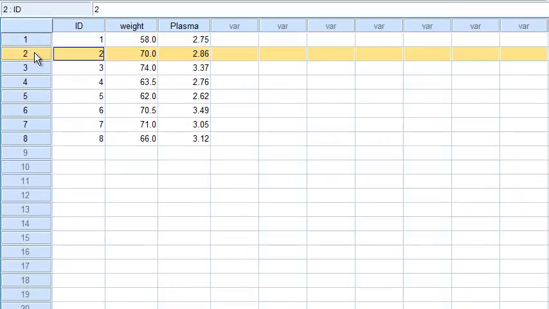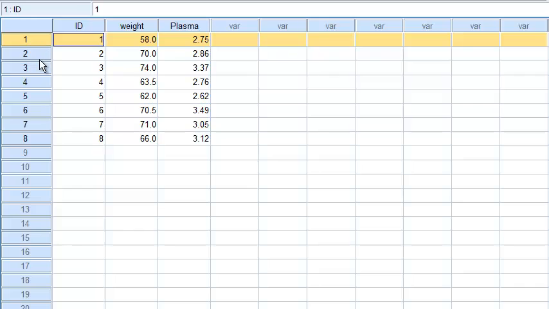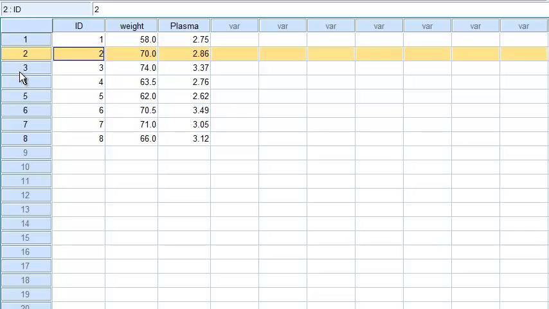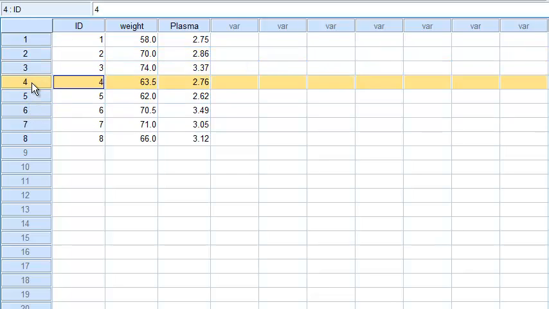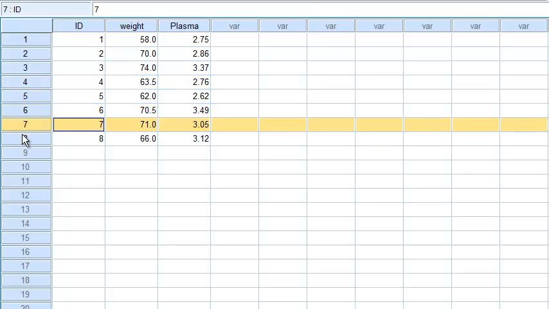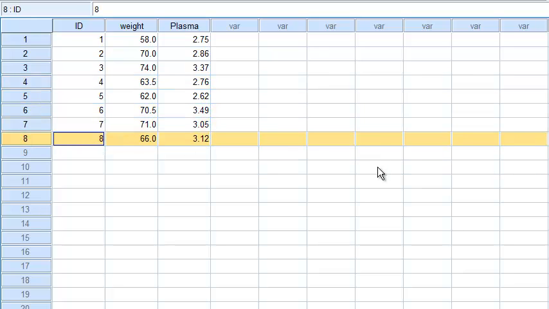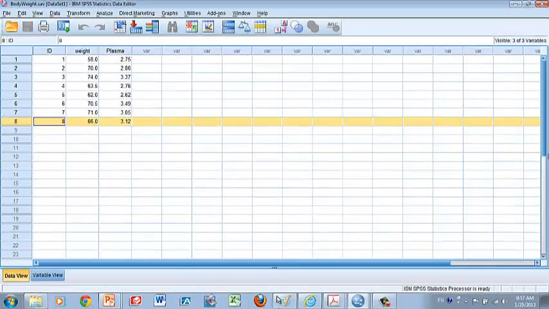So if your data set contains more than one line coming from a single patient, that is a violation of independence. So in this case, each observation on each line is coming from a single patient. This patient is different from this patient, different from this patient. These patients are all different individuals. So we know the independence assumption is being met.